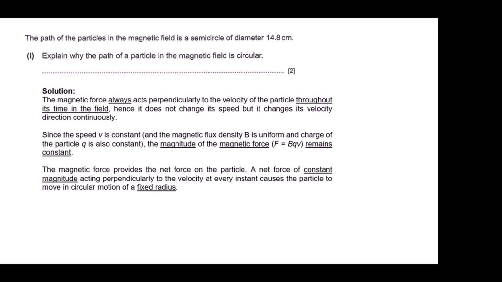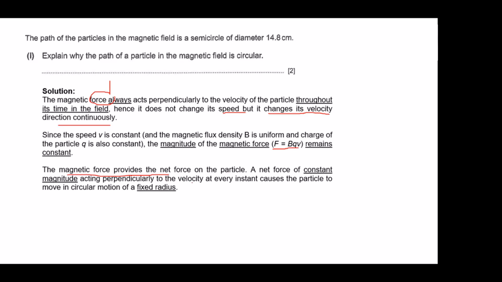Part 1, they ask you to explain why the path is circular. Again, this has to do with what we have done in circular motion, right? It's circular because the force is perpendicular. The centripetal force, being perpendicular, does not change the speed. The direction changes, but the speed, the magnitude, does not change, right? So the Bqv remains the same. The magnetic force provides the centripetal force, so that's why it goes in a circle.